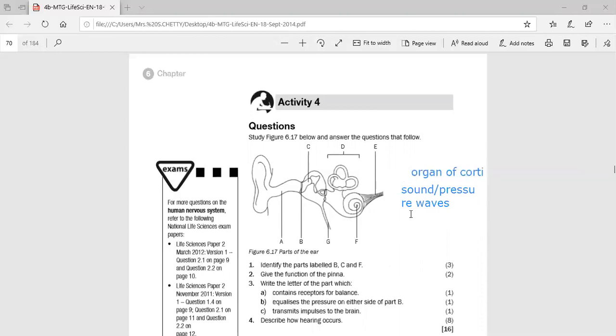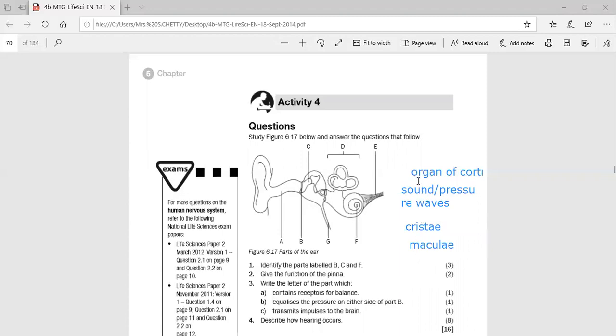Then when we came down to the semicircular canal, we came across the cristae, isn't that so? And the cristae, we said they were sensitive to the speed and direction of movement. And where were they found? In your semicircular canals. And the last receptor that we came across was the maculae. And we said it is sensitive to gravity or the position of the head.